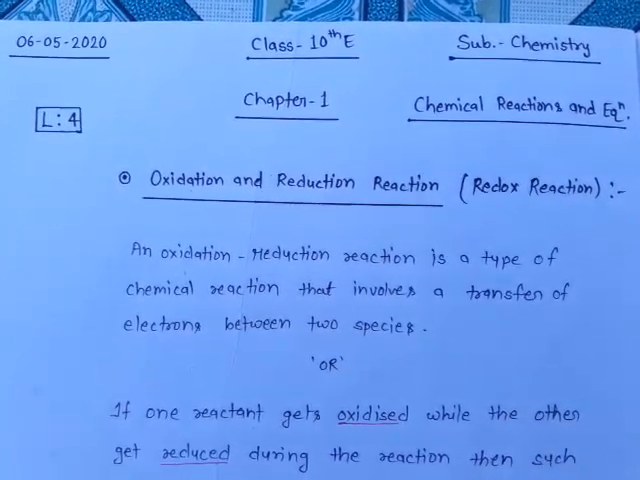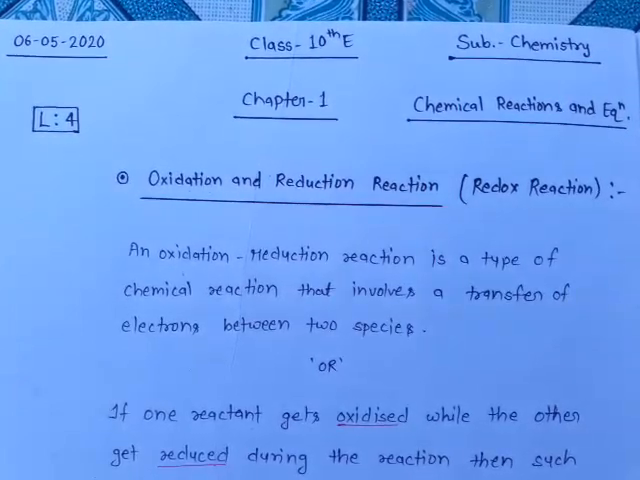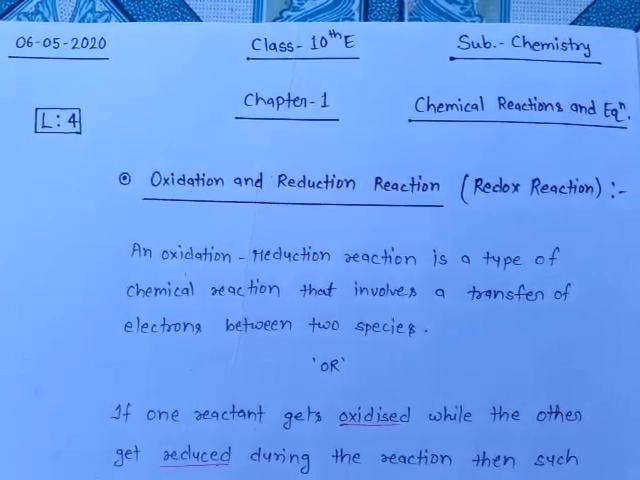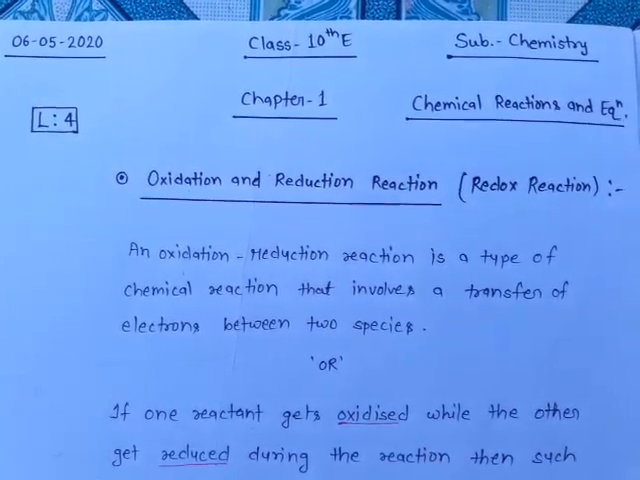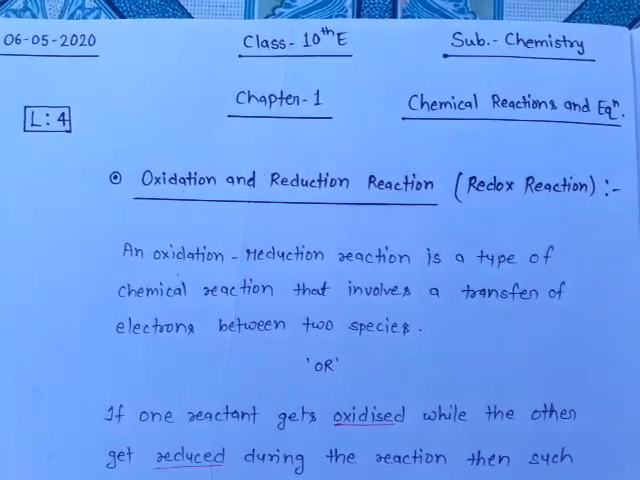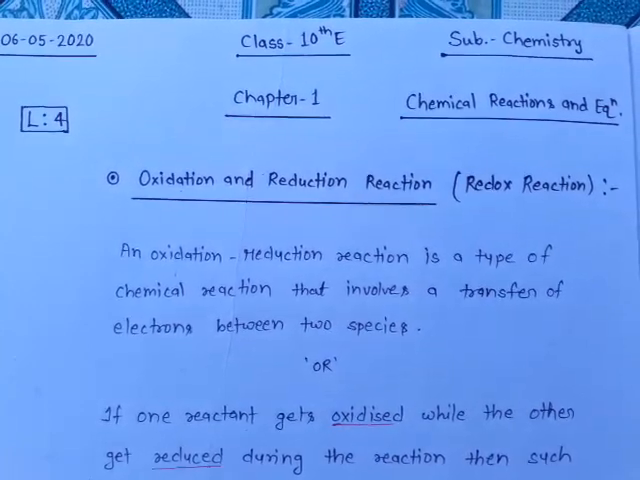Now start your first chapter, which is chemical reaction and equation. This is your fourth lecture in this chapter. In the previous lecture we discussed types of chemical reaction, where we studied combination reaction, decomposition reaction, displacement reaction, double displacement reaction. Also we discussed some examples related to that.